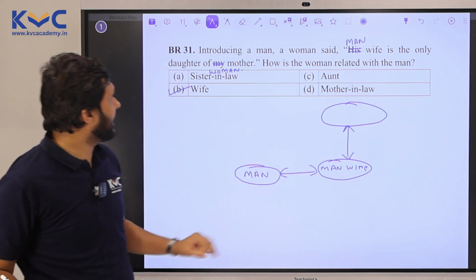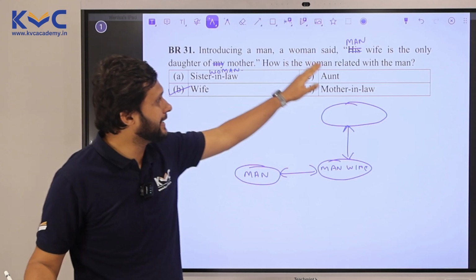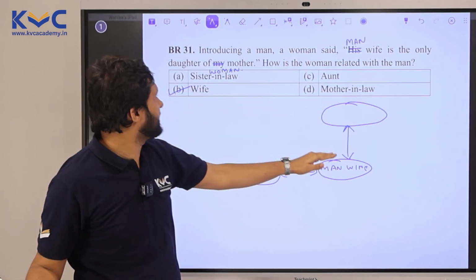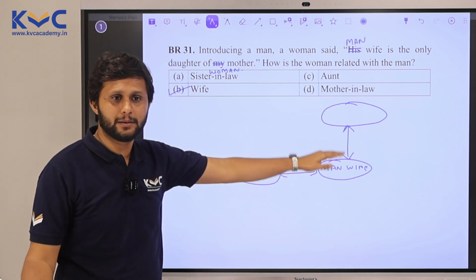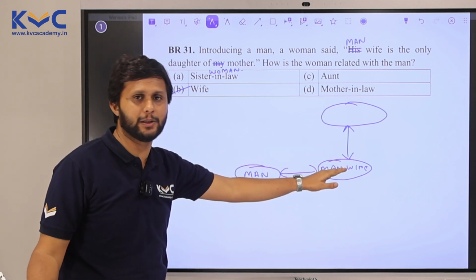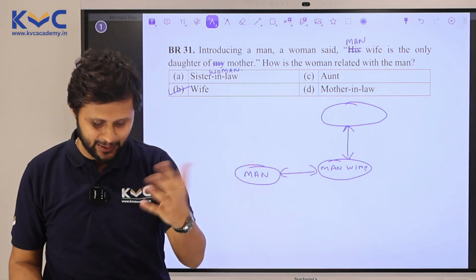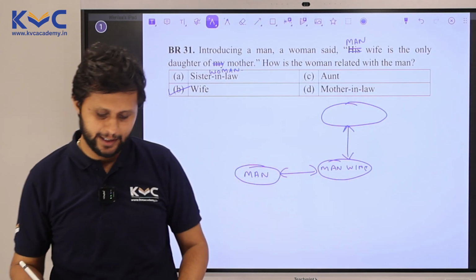Let me just repeat this again. Introducing a man, a woman said, man's wife. Man's wife is the only daughter of the mother. Only daughter, so it comes back to her only. And the relation is asked between man and wife. Man and man's wife, definitely wife is the right answer.